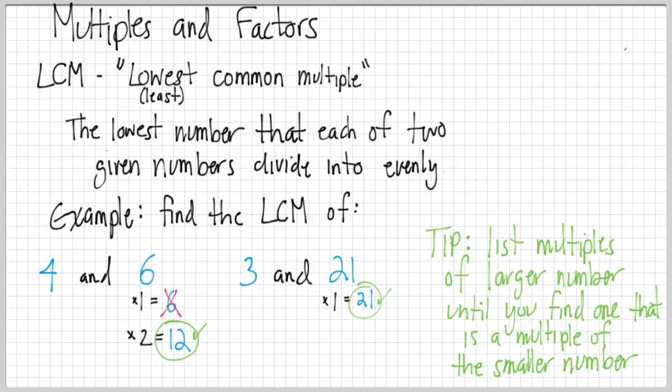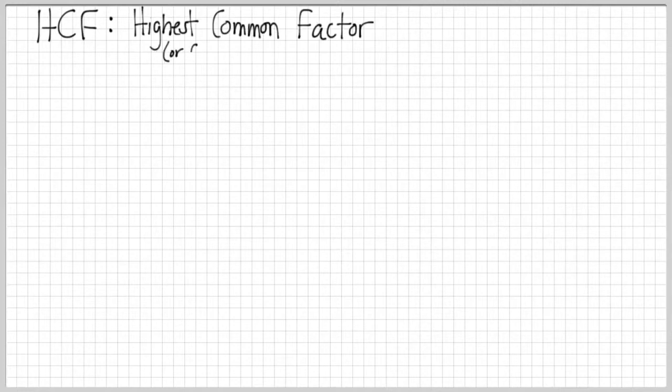So that is lowest common multiples for you. Let's look at something else here: HCF, which stands for highest common factor, or sometimes called the GCF, greatest common factor, or also sometimes greatest common divisor. As I said, divisor and factor are the same thing.